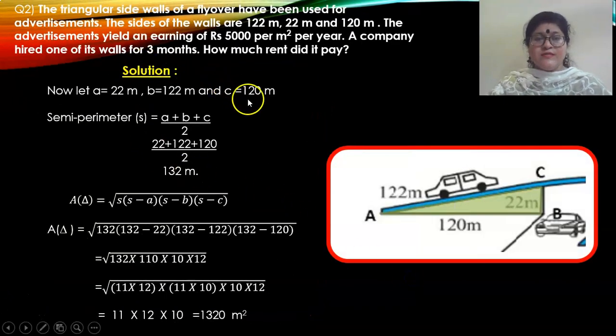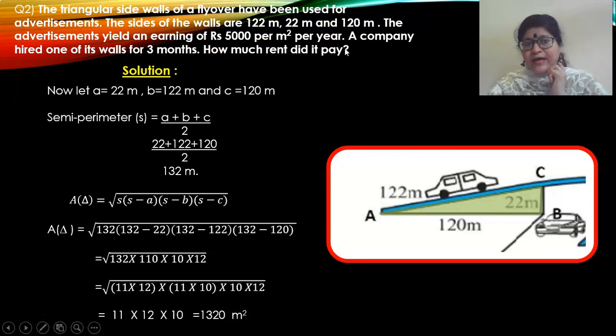This is the second question. The triangular side walls of a flyover have been used for advertisements, and the sides of the walls are mentioned out here. The advertisements yield an earning of 5,000 per meter square per year, and a company has hired one of its walls for 3 months. How much rent did it pay?